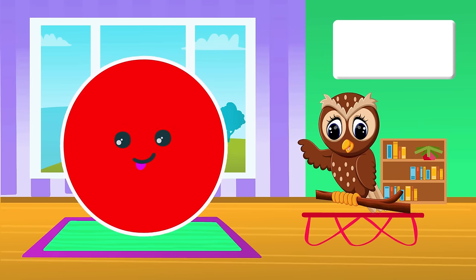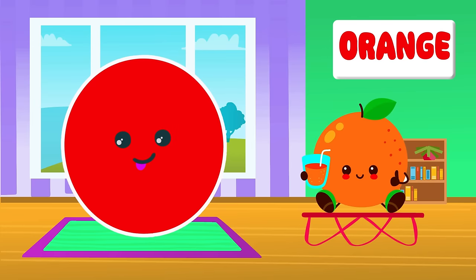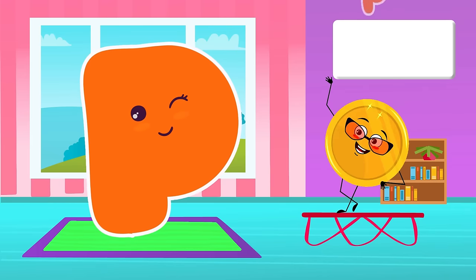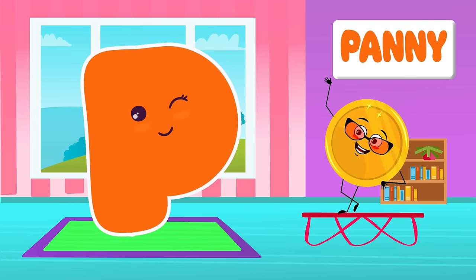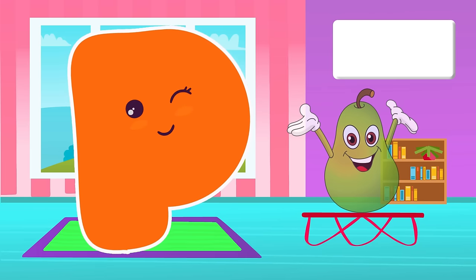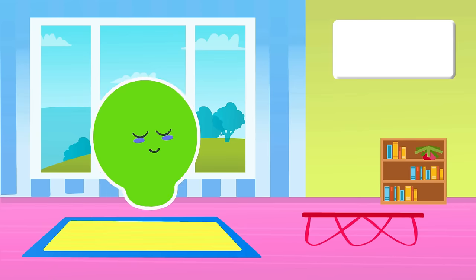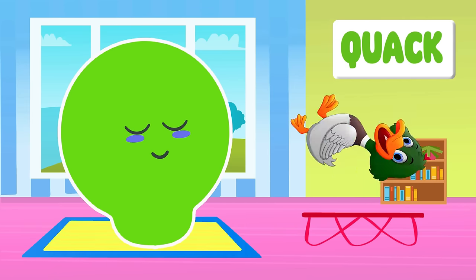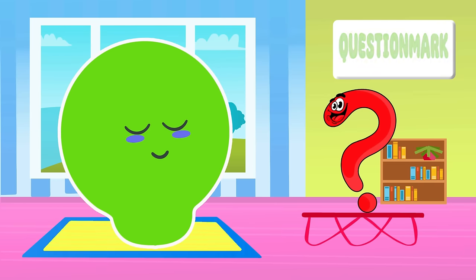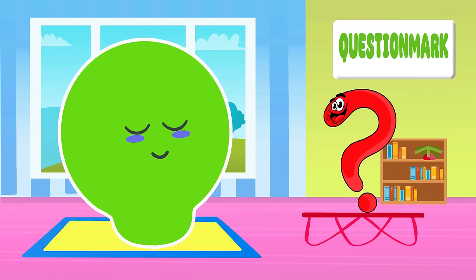O is for orange. Orange. O is for oval. Oval. O is for orange. O is for oval. P is for penny. Penny. P is for pear. Pear. P is for penny. P is for pear. Q is for quack. Quack. Q is for question mark. Question mark. Q is for quack. Q is for question mark.